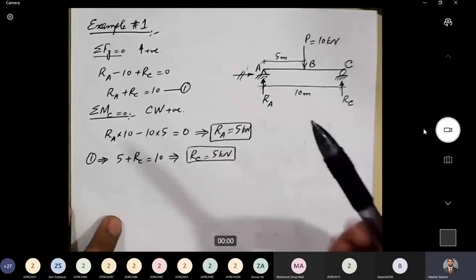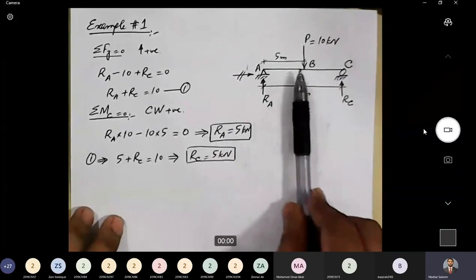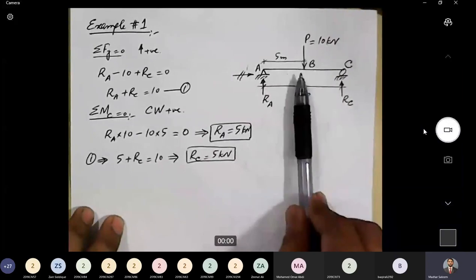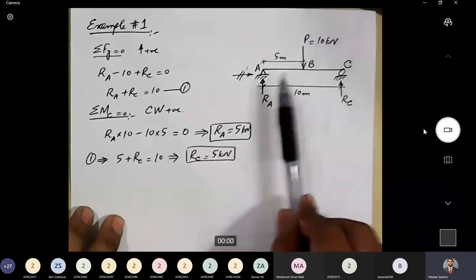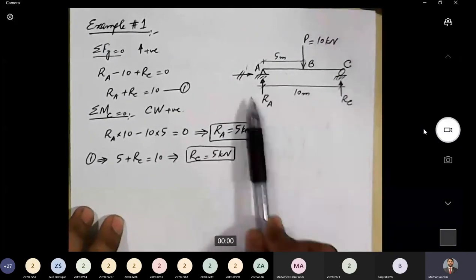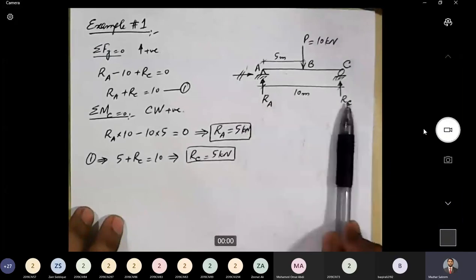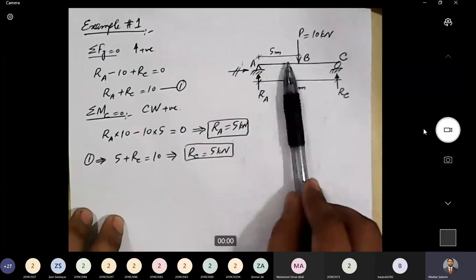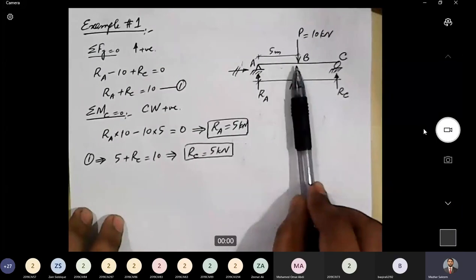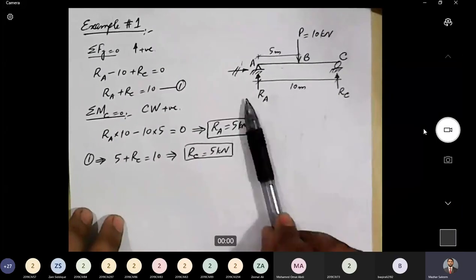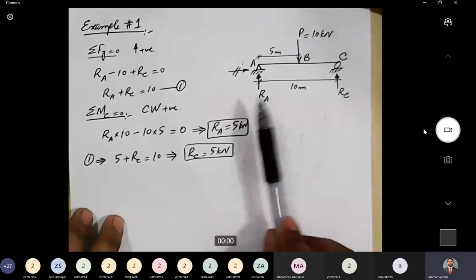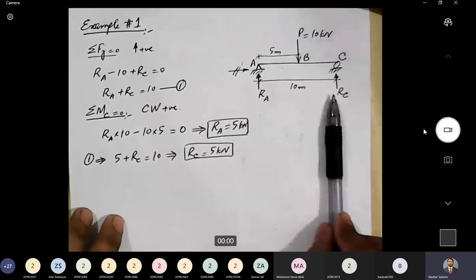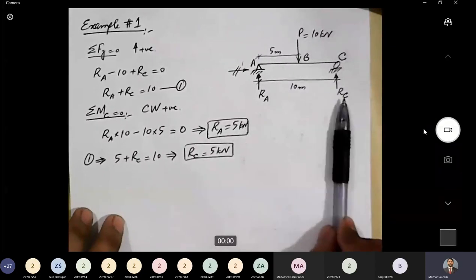It is very easy to verify that in this case our answer is correct, because we have a 10 kilonewton force acting at the center of the beam and we have a symmetrical situation. One support here, load is acting at the center, total span is 10 meter, load is acting at 5 meters, so it's at the center. So simply this force will be divided into two parts. 5 kilonewton reaction will be generated here and another 5 kilonewton reaction will be generated here.